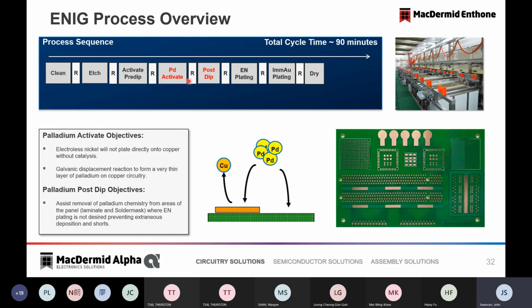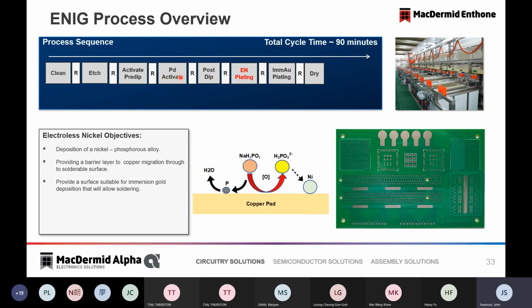I'm going to spend a little time here just to note that electroless nickel will not plate directly onto copper without some catalysis, without catalyzing the surface. The way we typically do that is through palladium. A very, very small amount of immersion palladium on the surface serves as a catalyst to enable the electroless nickel to coat the surface.